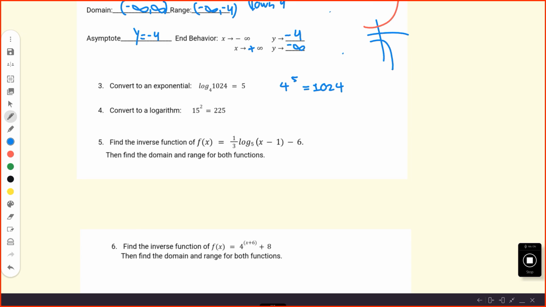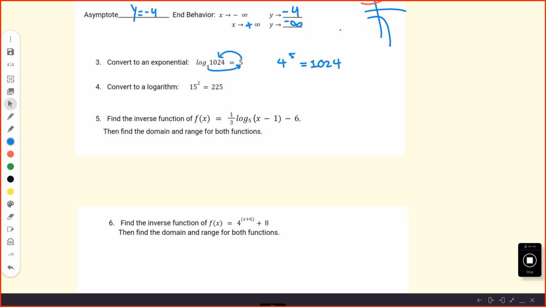All right, so again, we start with the base, and then this 5 is going to be your exponent, and that's your answer. Okay? And then what about number 4? Convert this exponential to logarithm. Who can give me the log form? Yes, Ivy? Log base 15 of 225 equals 2. Or you may not put the parentheses, that's fine, because you only have one number. So that's log base 15 of 225 equals 2. That's right.